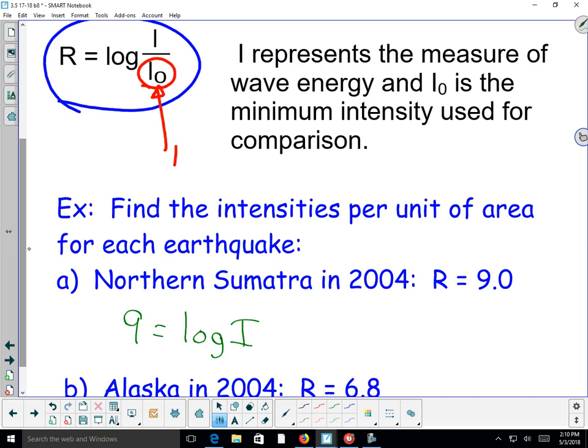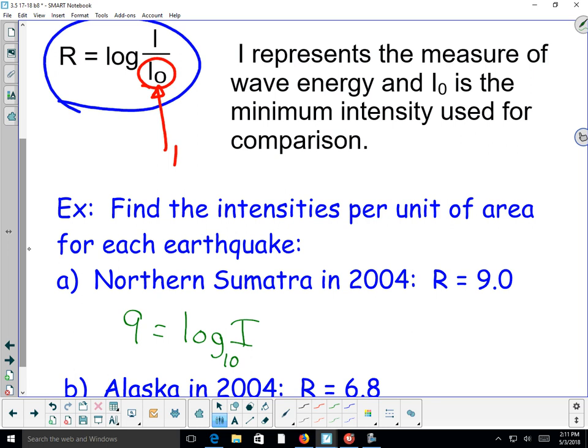I don't have to write the over 1, right? So I just have this equation to solve. 9 equals log I. So now how do we solve for this intensity? How do we solve this equation for I? Stephen, I don't see a base here. So what base would this be understood to be? All right, so if I have a base 10 here, now what am I going to do to solve for I?